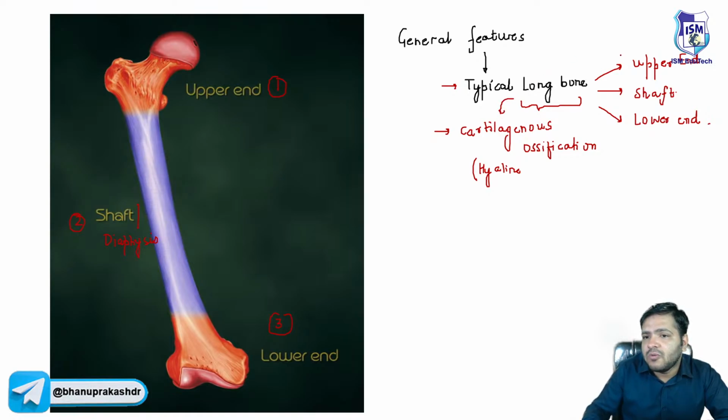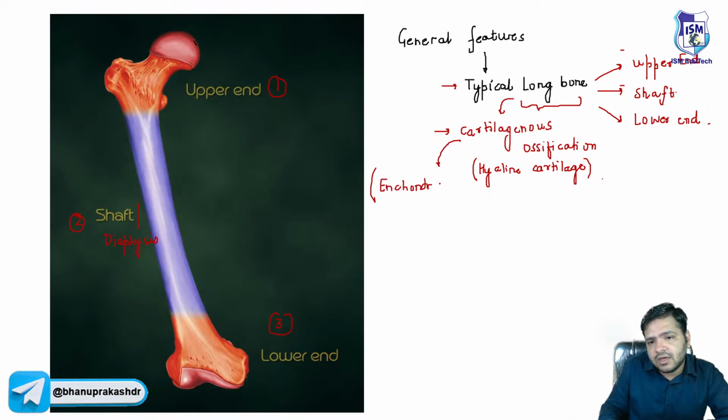Typical long bone, all long bones consist of upper end, shaft, and lower end. And one more characteristic that you have to remember: it shows cartilaginous ossification and it is made from the hyaline cartilage. Cartilage will get converted into bone. There are two types of ossification. If you have not read it, no need to worry about that. That's a part of general anatomy. We have membranous ossification and cartilaginous ossification. Cartilaginous ossification is also called enchondral ossification.